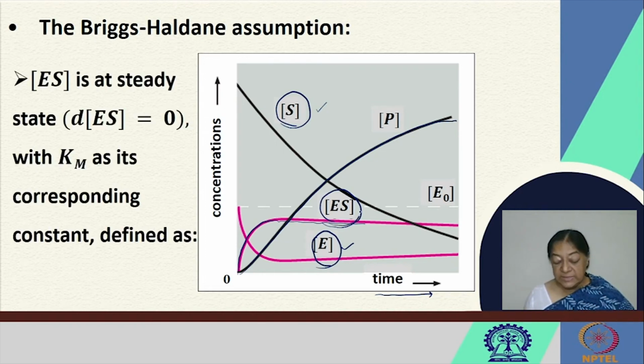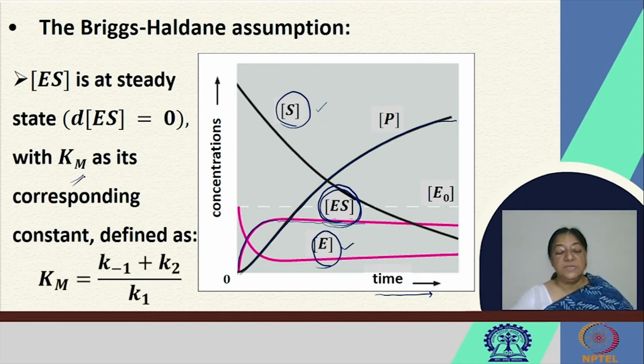ES, that is our enzyme substrate complex, is at a steady state, saying that there is no change in the concentration with time, as the corresponding constant is Km, that is the Michaelis constant defined by (k minus 1 plus k2) divided by k1.